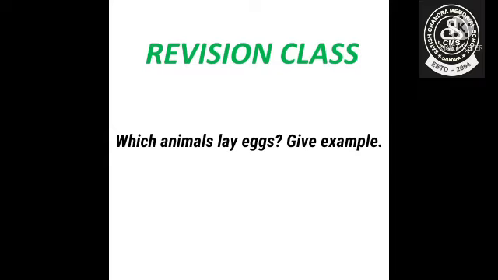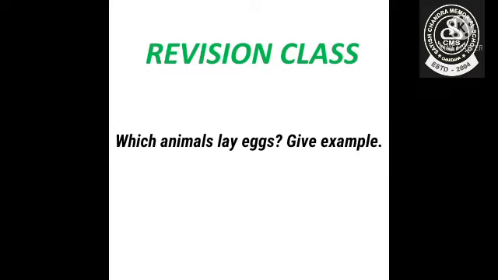So children, moving to the next question. Which animals lay eggs? Give example. This is the opposite now. Children, in the previous question, which animals give birth to young ones? Give example. And now the next question, which animals lay eggs? Give example. So your answer should be very nice while reading the questions.